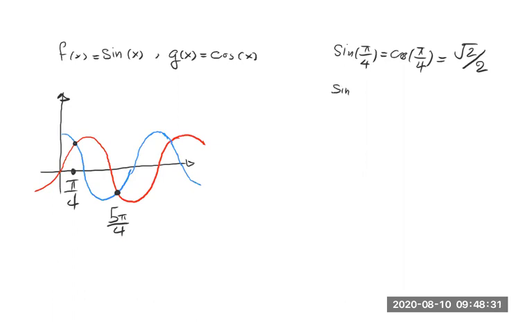Sine of 5 pi over 4 equals cosine of 5 pi over 4 equals, does anyone know what it is equal to? Sine and cosine of 5 pi over 4? Yeah, that is true. Negative square root of 2 over 2. Correct. Now, between these two intersection points, there's a region bounded by sine and cosine. Look at this region.